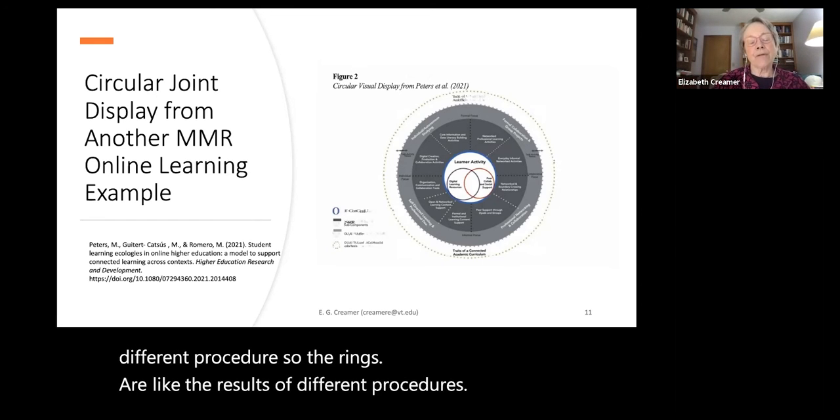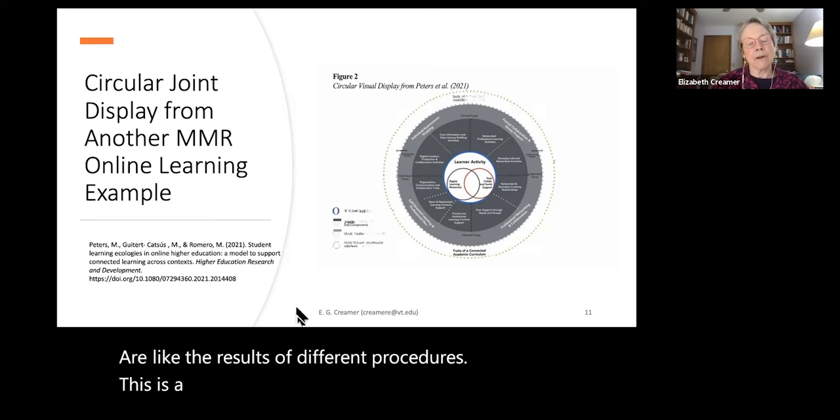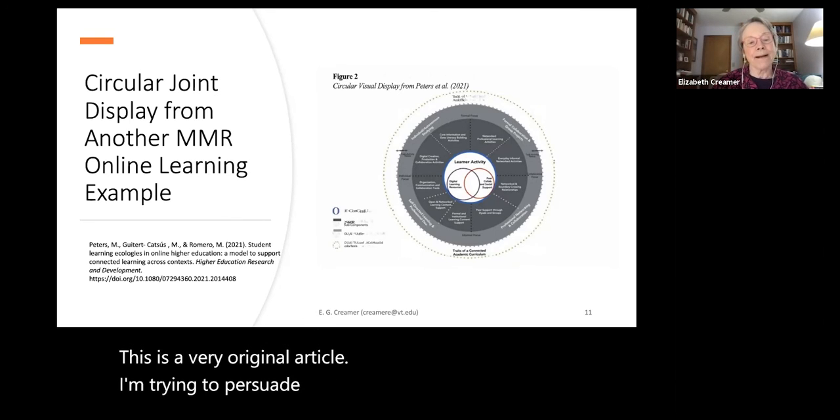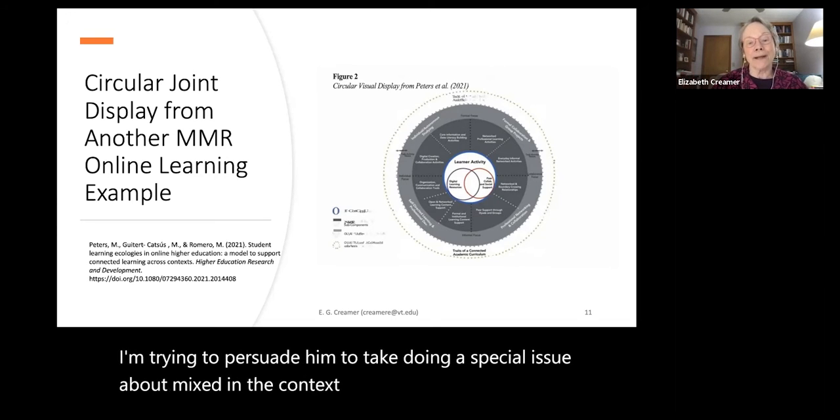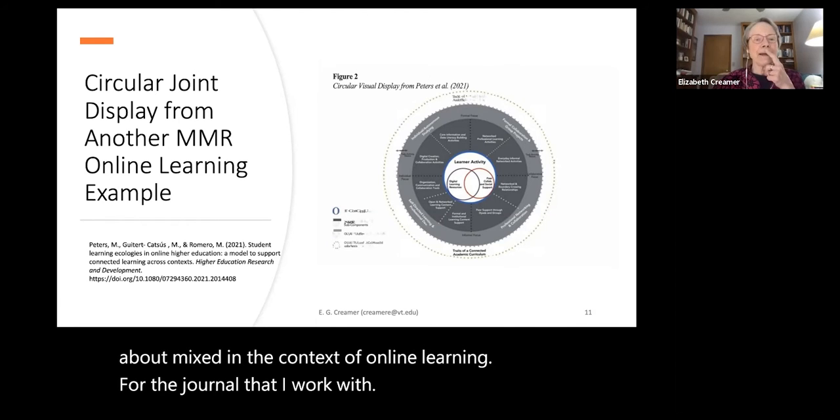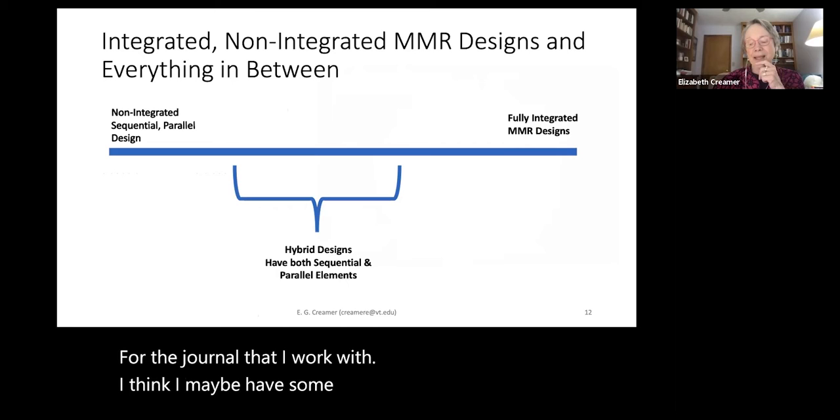This is a very original article. I'm trying to persuade him to take on doing a special issue about mixed methods in the context of online learning for the journal that I work with. I think I maybe have some more about his. So let's switch a little bit and go back.